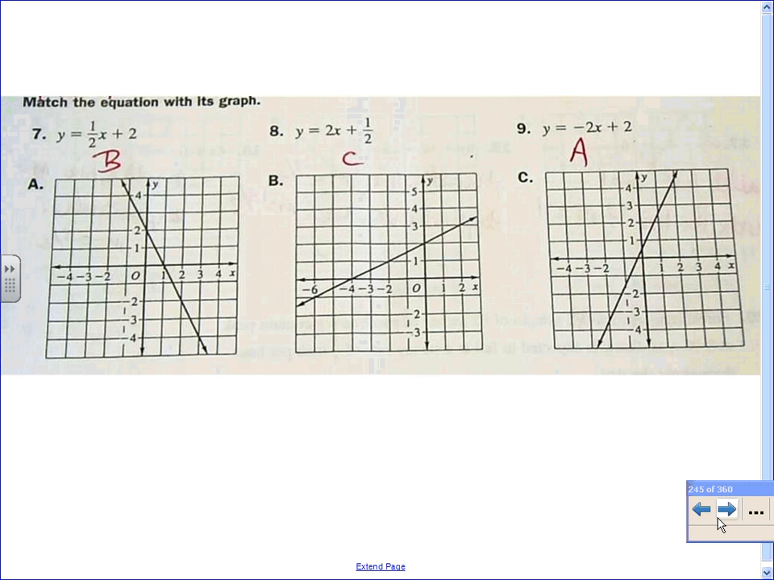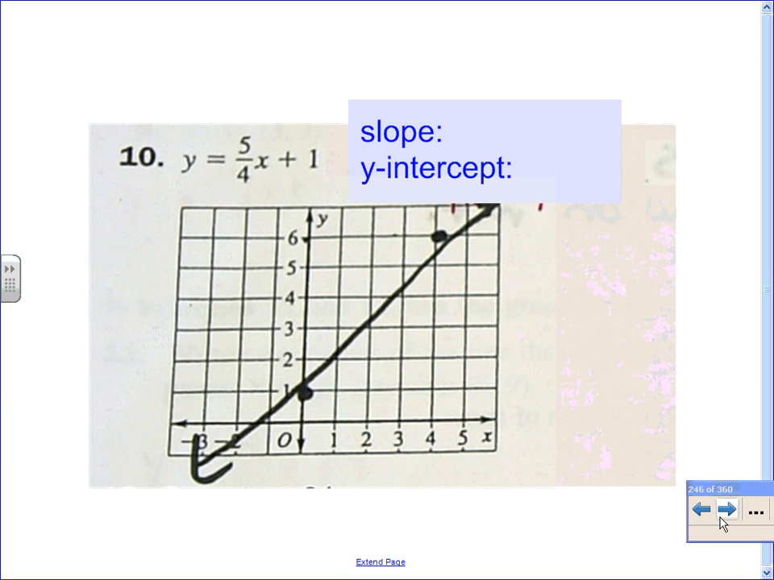I'll come back to questions. Just make sure you guys are checking. Okay, I am going to go over the graphs, at least showing you them. Number 10, here's my graph. The slope was 5/4. The y-intercept was 0, 1.